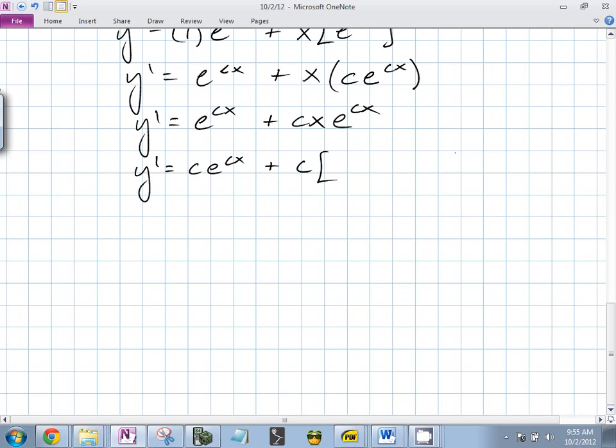What rule are we using still on this? The product rule, and then the chain rule. The derivative of the first times the second, plus the first times the derivative of the second. We can clean this up a whole bunch.